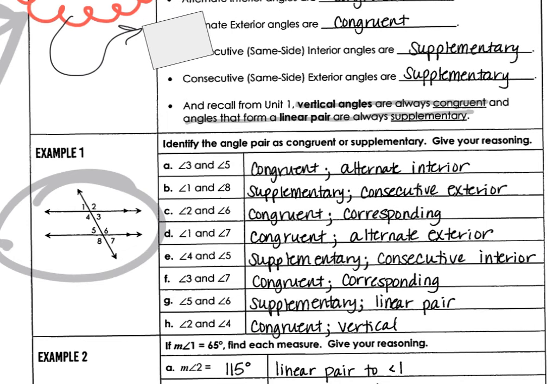And there's the rest of the gamut here, but let's take a look specifically at 2 and 4. 2 and 4 are just straight up vertical angles. They're congruent. 5 and 6. 5 and 6 aren't any of the new words. They're just a linear pair, so they're supplementary. And there's the rest of them.